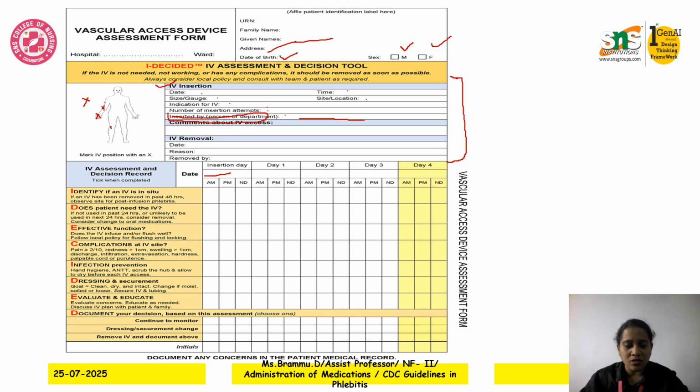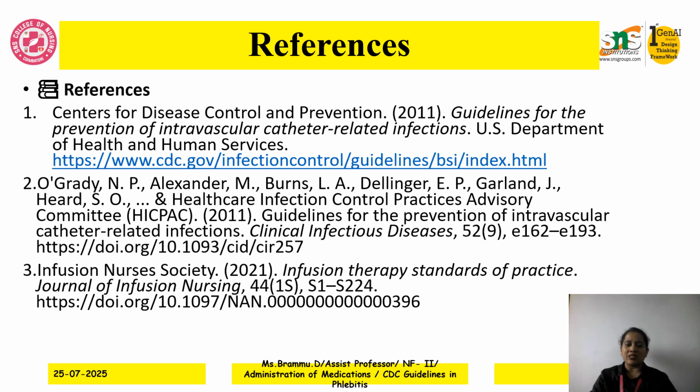So continue to monitor, or you're going to do a dressing or securement change, or you're going to remove the IV line. So this is a small vascular access device assessment form where you can track from the day of insertion till the last date when the patient is planned for discharge. By now I am sure that you are very thorough on the do's and don'ts when the patient has an IV line, or you can call it the CDC guidelines for prevention and monitoring of peripheral line access. So these are the references which I have used for IV line access.